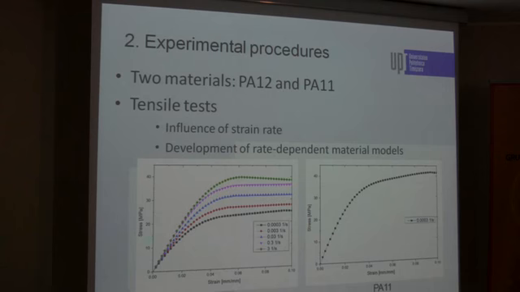So the experimental procedure. We have tested two materials, a polyamide 12 compound, which has been extensively studied before, and a polyamide 11 compound, which is proposed as a replacement for this material for the current application. We did tensile tests for the first material. We studied the influence of strain rate and developed elastic plastic material models. And for the second material, we didn't receive any tensile specimens. We only received the stress strain curve from the manufacturer. So we have limited data for this material.